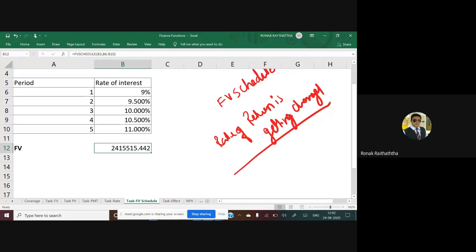Are you getting it? Any doubt in this? Will you be able to do some task if I give you on this? Okay. Let's solve this task.